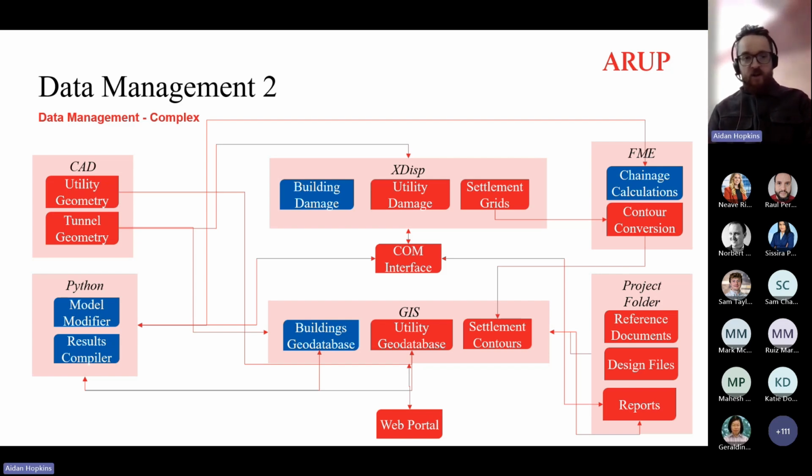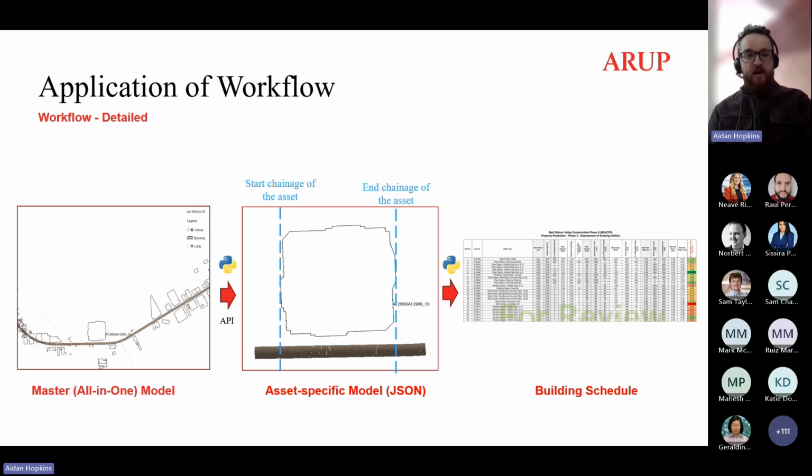So the workflow, we start with this master model on the left, then through Python, FME, and API, we generate the single asset model where we identify the start and end changes of the building relative to the tunnel, add tunnel sections on, and then run it. Once we've got that fully run, we can then bring the results back into our building schedule.